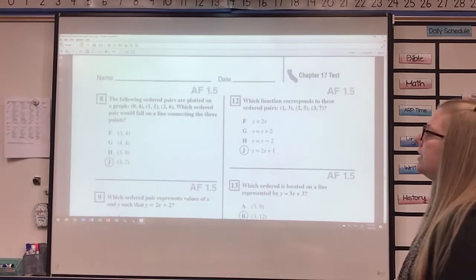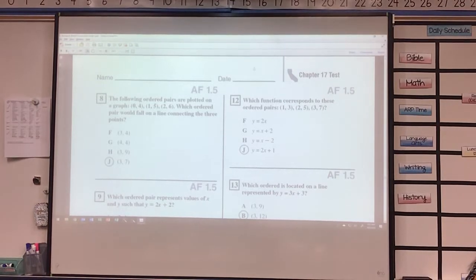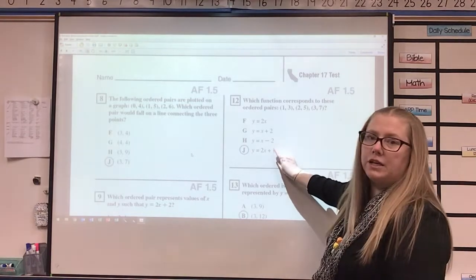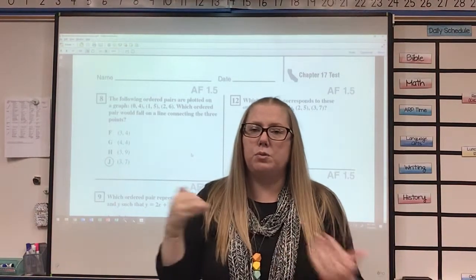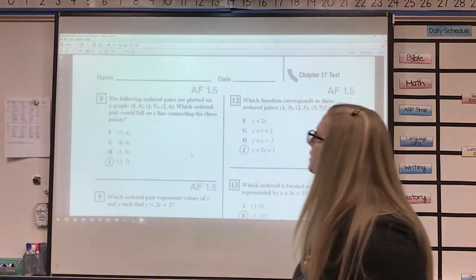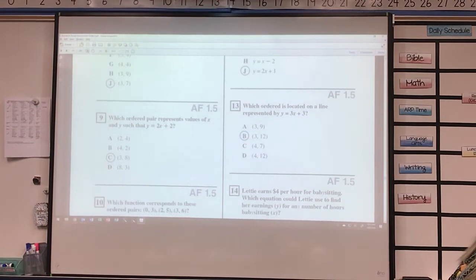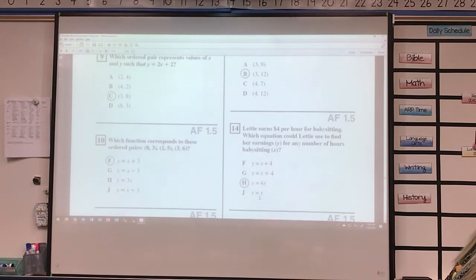Okay, so 8 is J, 12 is also J, okay? And ones like this, where you have to find the equation, this is when I just plug and check. Okay, I find which one works for those ordered pairs. 9 is C, 13 is B, 10 is F, 14 is H.